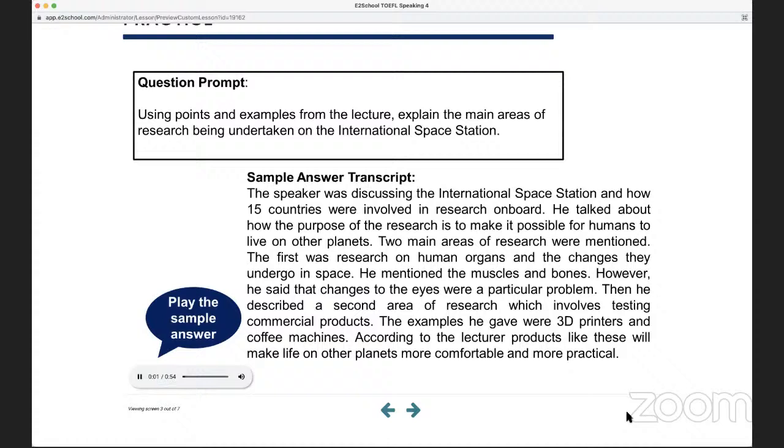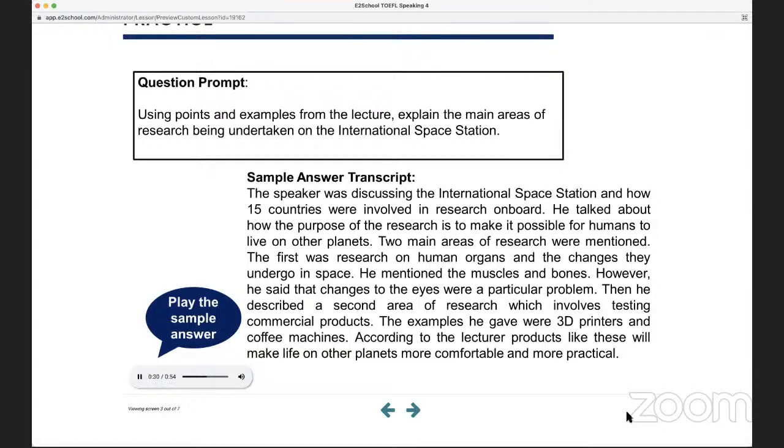The speaker was discussing the International Space Station and how 15 countries were involved in research on board. He talked about how the purpose of the research is to make it possible for humans to live on other planets. Two main areas of research were mentioned. The first was research on human organs and the changes they undergo in space. He mentioned the muscles and bones.